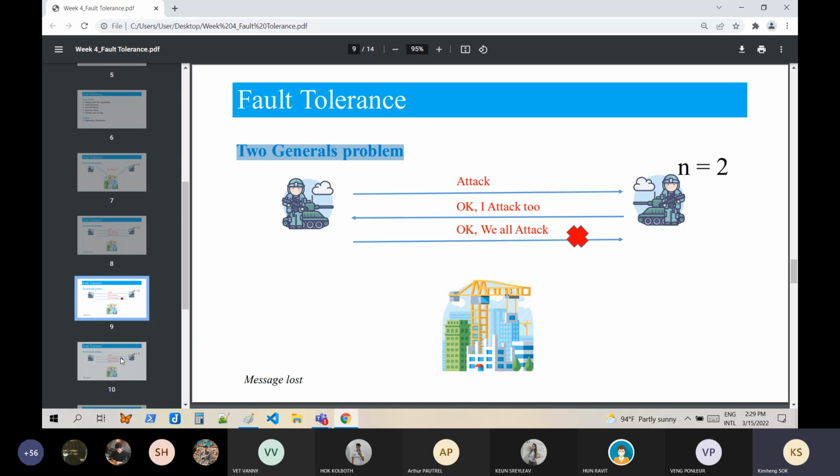So what happen if the message lost at the second? Like A want to attack, but B send okay I will attack, but the message is lost or capture or killed by the city. So will both the army go to attack or not?